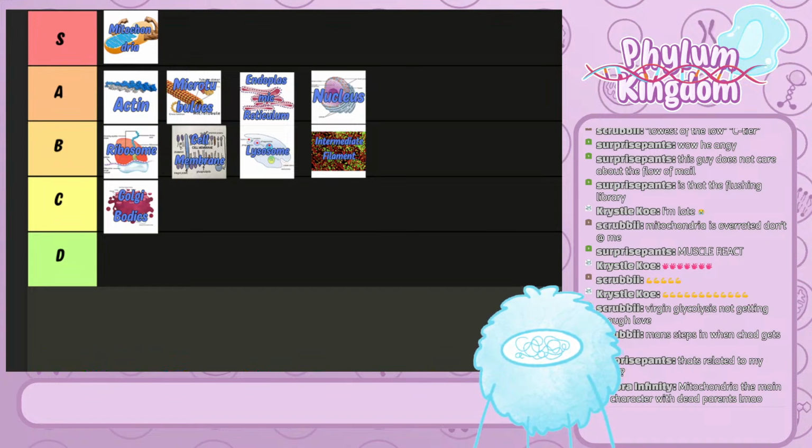That is it for my tier list. What do you all think about that? Are there any organelles you would want to move up or down, or are we happy with where these lie now?